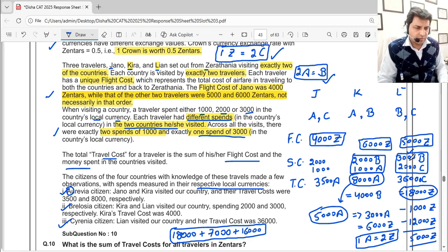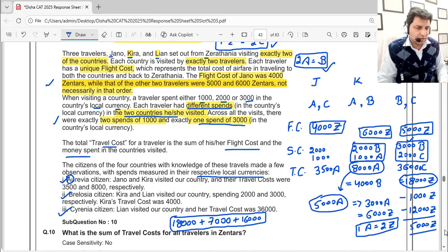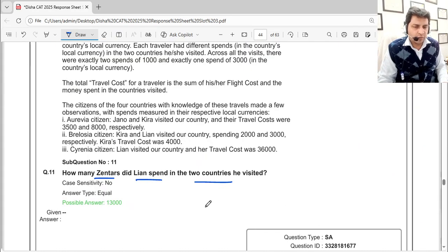So 3000 B, if I convert to A, 3000 B becomes double, 6000 A, and A becomes double of Z. 6 into 2, 12. So 12,000 plus 2000 C, twice of C is 1 Z, that means 1000 here. So 12 plus 1, 13,000. That comes the answer, because this 3000 B and 2000 C, 3 into 4, 12.